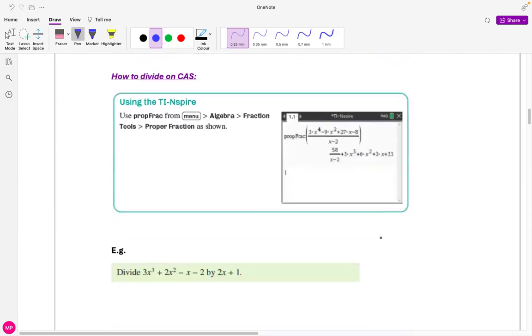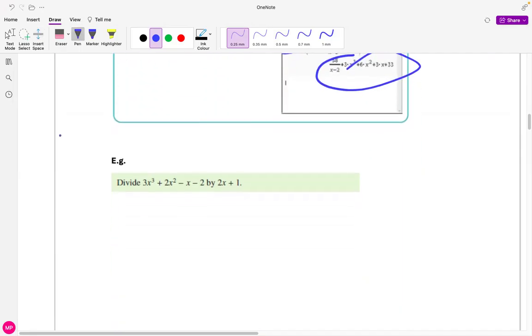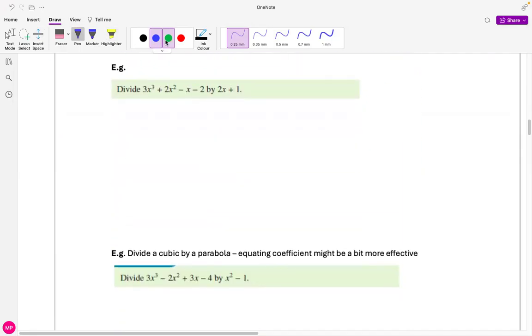All right. And to do it on the ClassPad, you just go to menu, algebra, fraction, and proper fraction, and then you just put an expression in, and you can see I got exactly the same answer. Okay. Now, what if you need to divide 3x cubed by 2x plus 1?